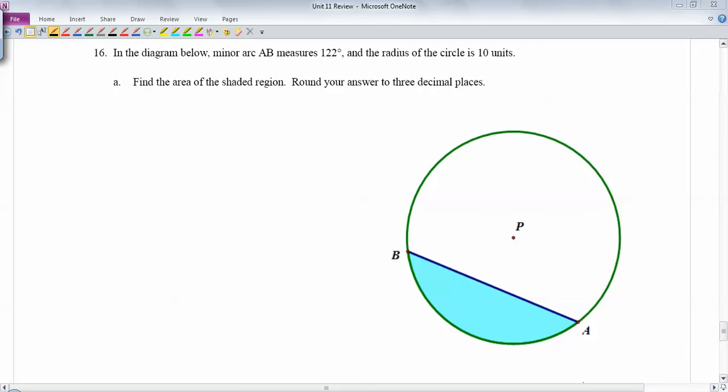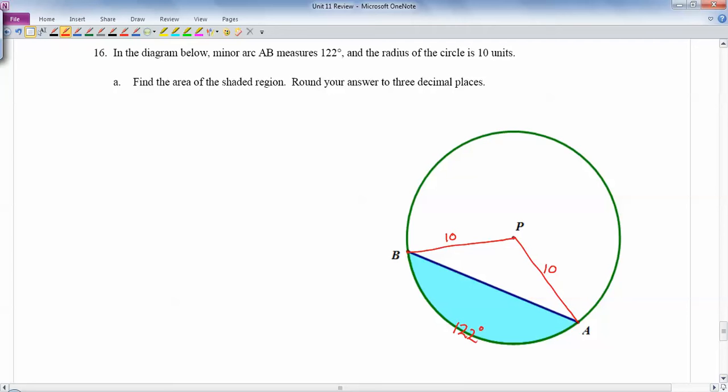All right, so this is number 16 from the review packet. It's one of these little shaded area problems. So let's see. Minor arc AB is 122 degrees. So this arc is 122 degrees. The radius of the circle is 10. So probably a couple good radii to draw on would be P to B and P to A, since those points seem to be important points. Find the area of the shaded region.